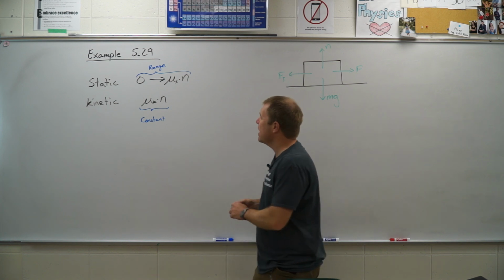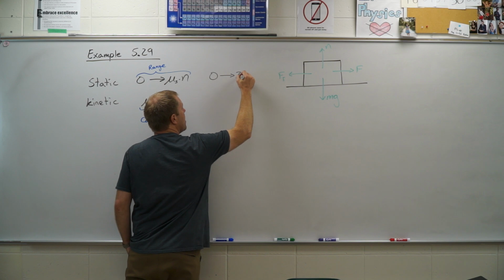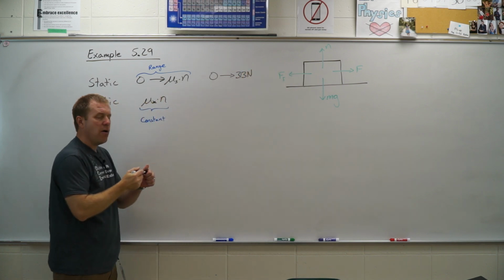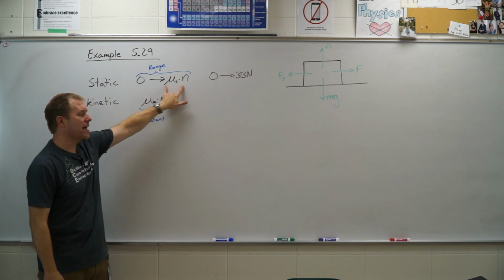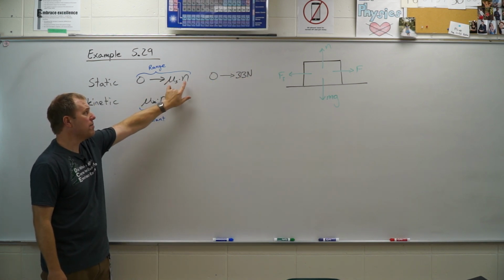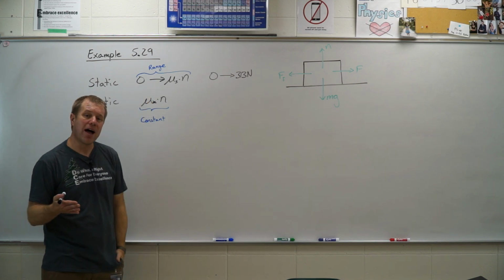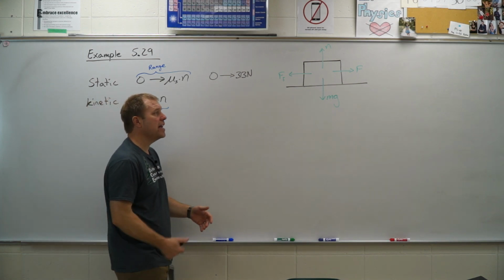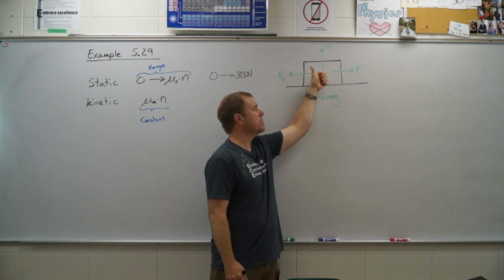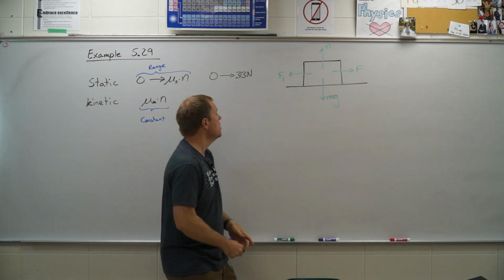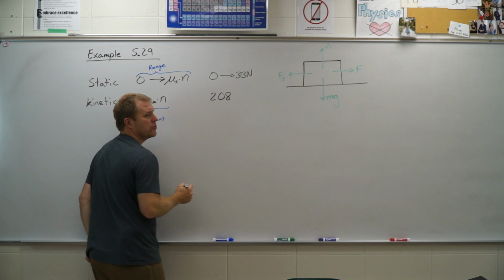So they told me that I can start pushing with 0 and I can push all the way up until 313 newtons, at which point it starts to move. So they are telling me what the maximum static value is. So they're telling me that mu sub s times normal force equals 313. Then if I apply a constant force of 208, it's going to move at a constant velocity. Well, constant velocity tells me that the force applied and the force of friction have to be equal. So now they're telling me that mu sub k times normal force is 208 newtons.